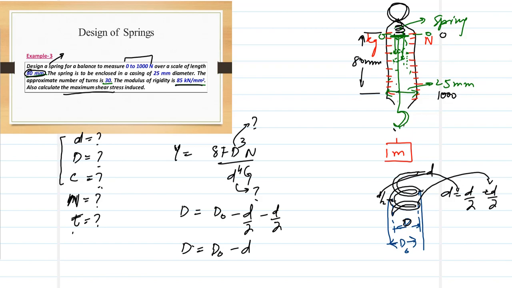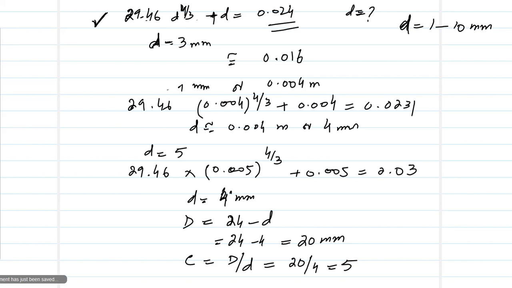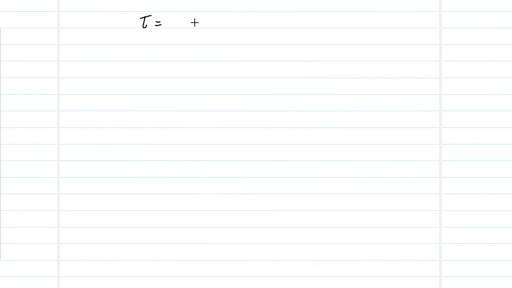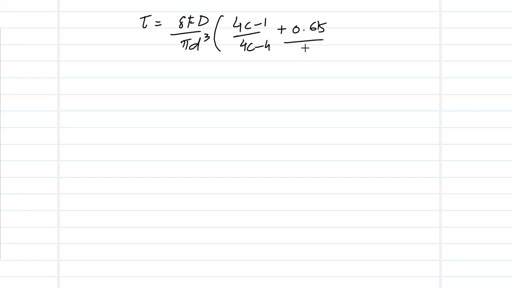The last thing is the shear stress, maximum shear stress. The maximum shear stress actually can be calculated from the Wahl factor. So higher stress will be calculated if we use the Wahl factor. Although in the problem it is not written whether you have to take the curvature effect or ignore the curvature effect, it is written find the maximum shear stress, and in this case we have to apply the Wahl correction factor. So we know all these values.